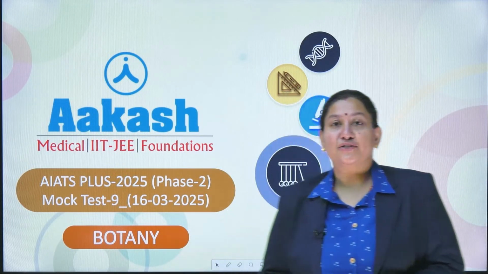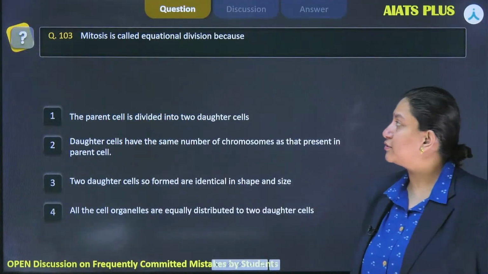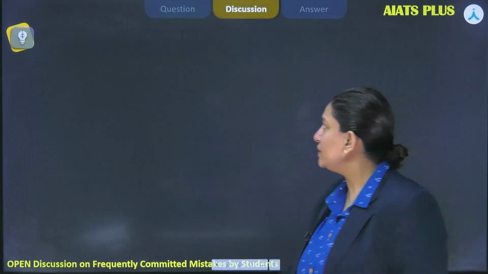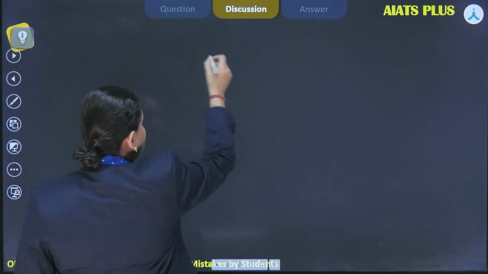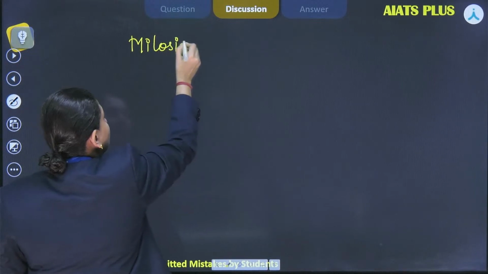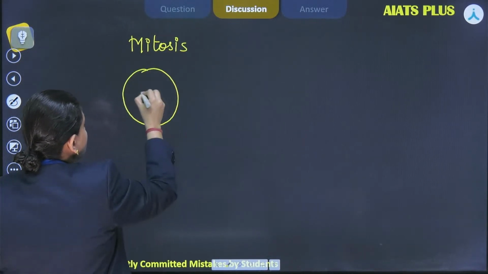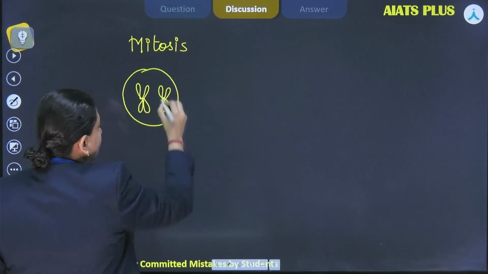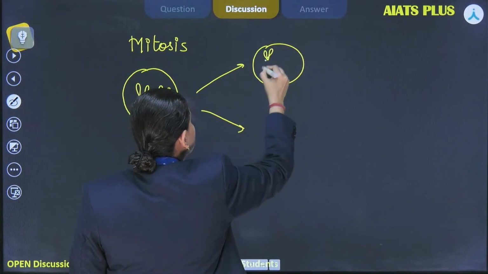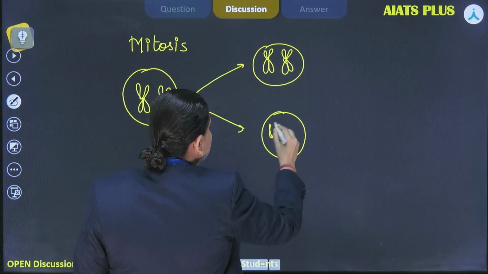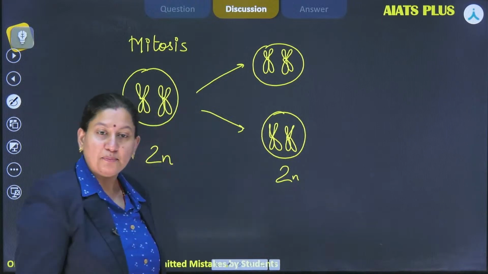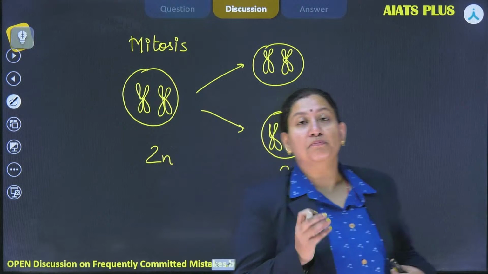So good morning, everyone. Let's start with this particular session, and the very first question, that's question number 103, and it says that mitosis is called equational division because, right? When we talk about mitosis, we know for a fact that if this is the mother cell, then the daughter cells that we are going to achieve after this will also have a similar sort of chromosome. The chromosome number will remain the same. So if the ploidy is 2n in the mother cell, the daughter cells will also have the same ploidy, and because of it, we say that mitosis is the equational division.